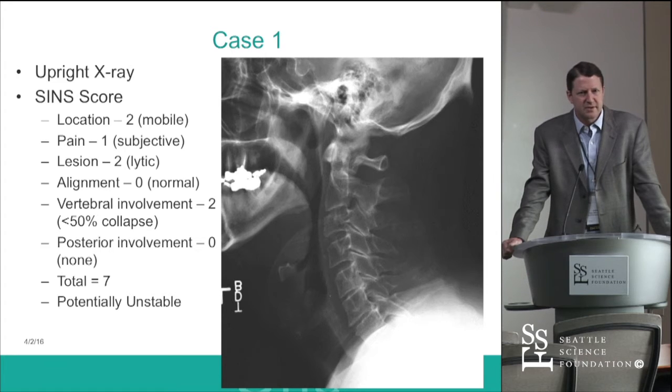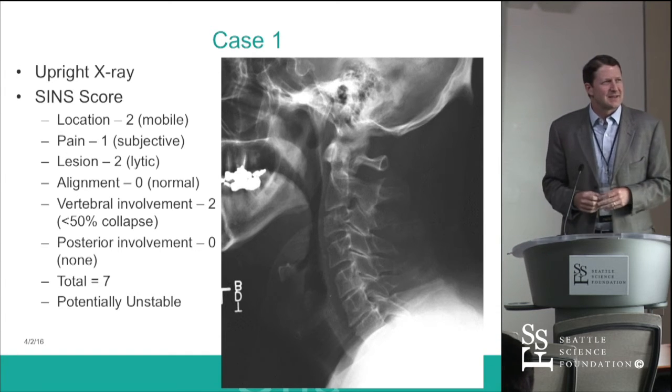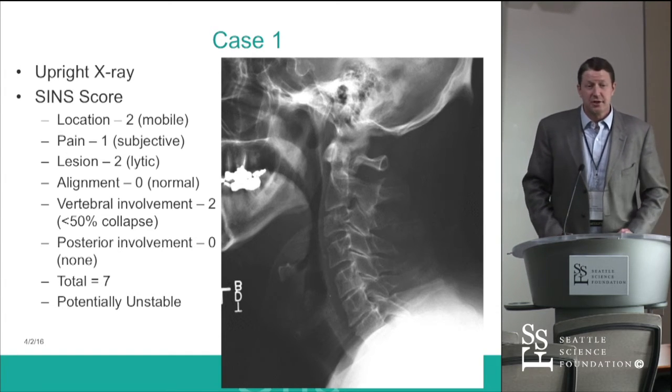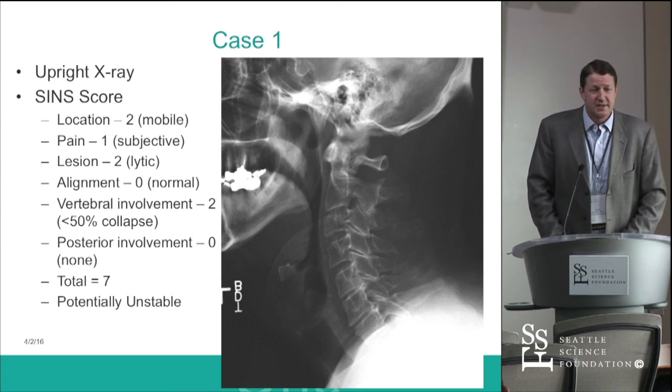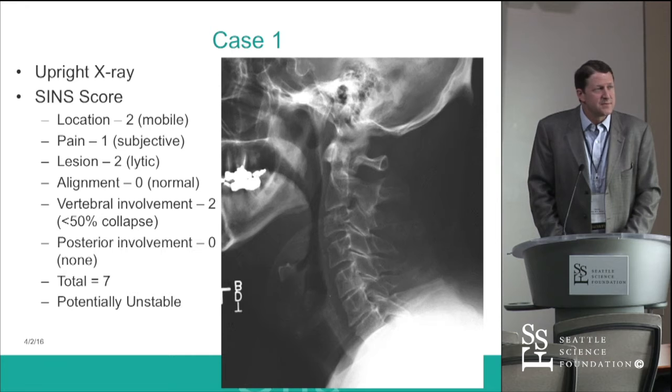It wasn't clearly relieved by recumbency, so I'm giving them a 1. We could argue about that later. As far as the lesion goes, if you remember the CT scan that Dr. Rhines was describing to you, it is lytic, so we're going to give him a 2 for a lytic lesion.